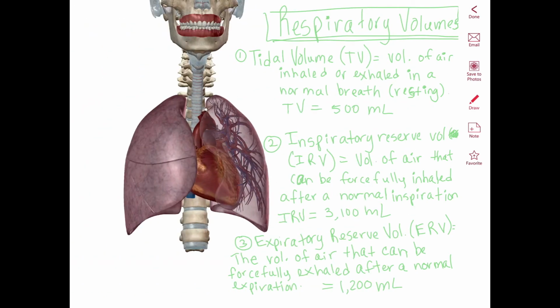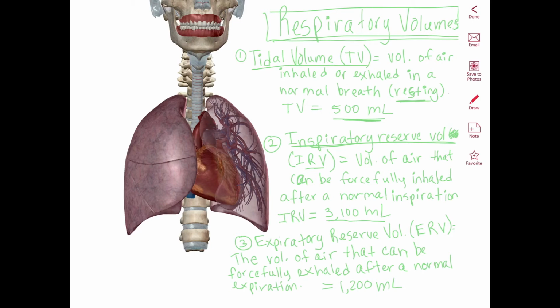The first one we have right here is the tidal volume, which is the volume of air inhaled or exhaled in a normal breath under resting conditions. And this TV usually is 500 milliliters. The second one is the inspiratory reserve volume, or IRV, which is the volume of air that can be forcefully inhaled after a normal inspiration. And this is usually 3,100 milliliters.